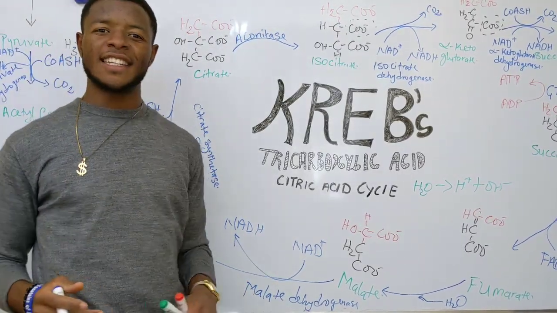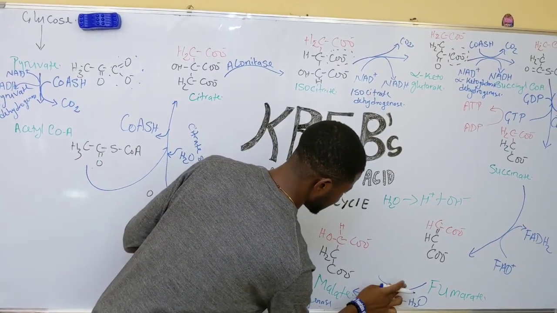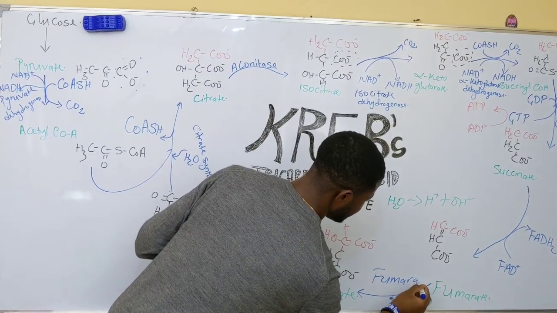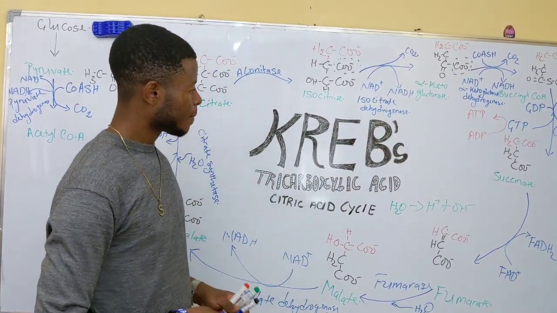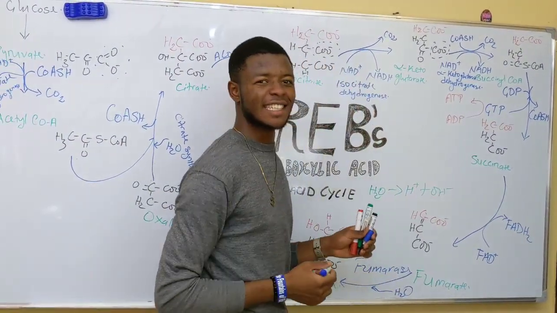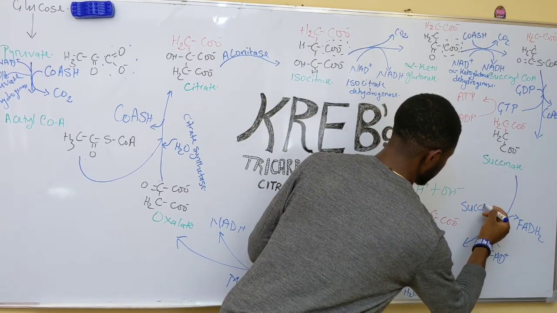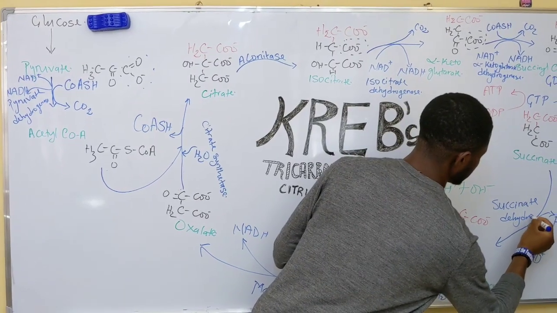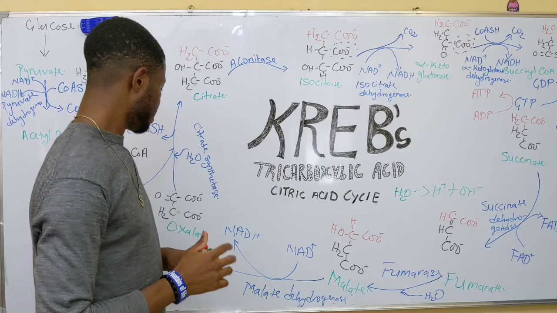But there's something, guys. Remember, we are supposed to use another enzyme here in this process called fumarase. So that is the enzyme I'm supposed to use here. Equally here, I'm supposed to use an enzyme called succinate dehydrogenase. Okay, cool. Called succinate dehydrogenase.